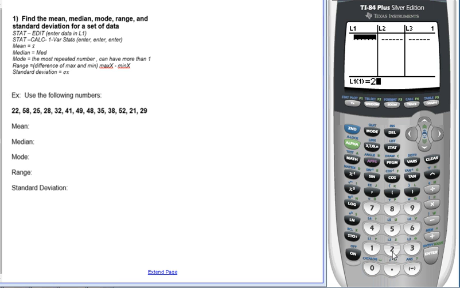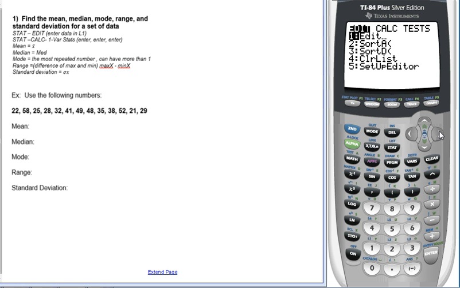So I have 22, enter, 58, 25, 28, 32, 41, 49, 48, 35, 38, 52, 21, and 29. After you get all your data in, you're going to hit stat again.